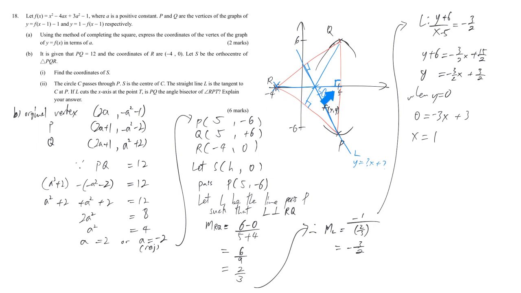Obviously, our answer must be between -4 and 5. And then we have x equal to 1. So don't forget to write down the coordinate of S. S is when x equal to 1, y equal to 0.